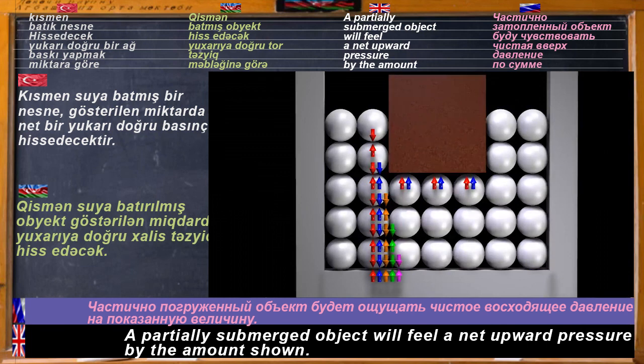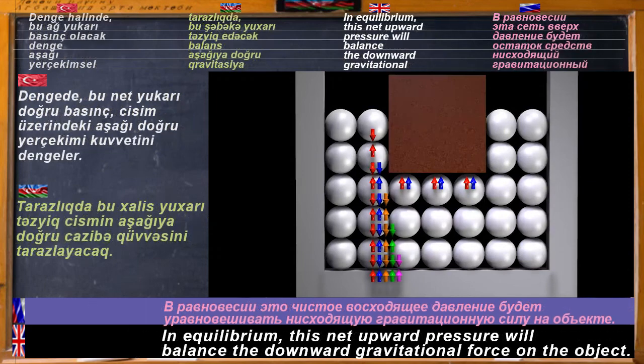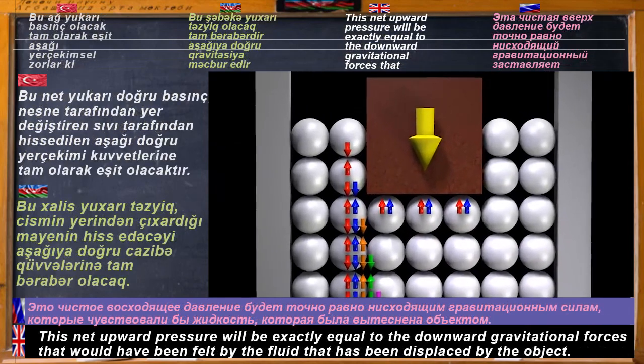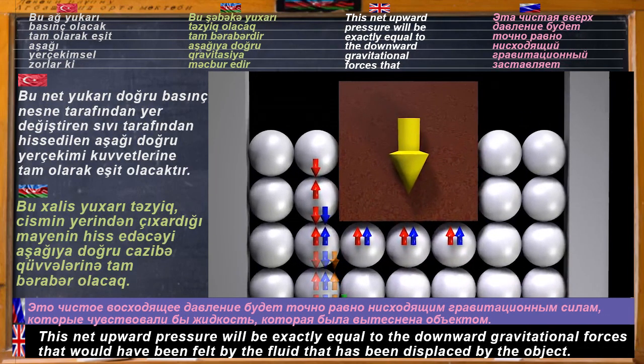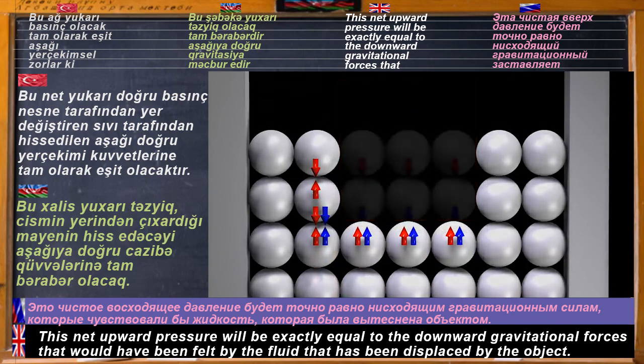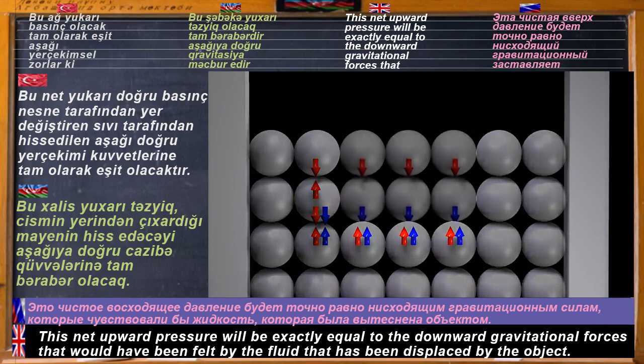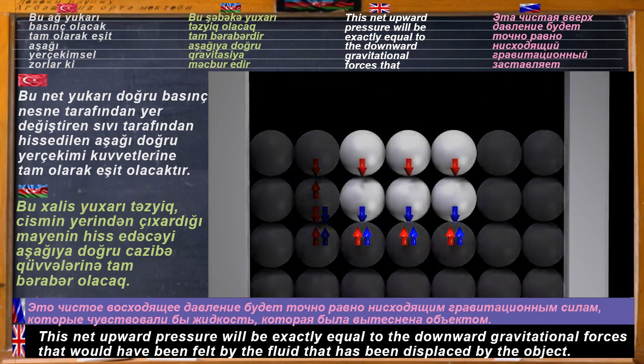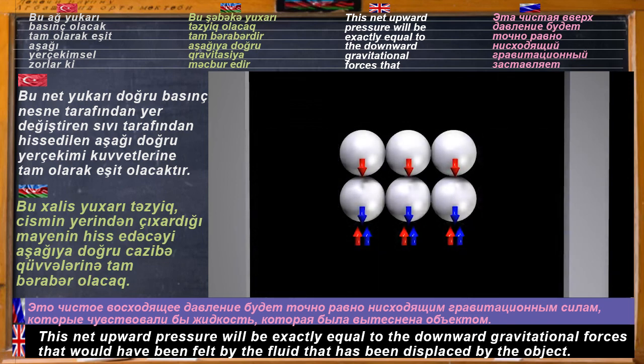A partially submerged object will feel a net upward pressure by the amount shown. In equilibrium, this net upward pressure will balance the downward gravitational force on the object. This net upward pressure will be exactly equal to the downward gravitational forces that would have been felt by the fluid that has been displaced by the object.